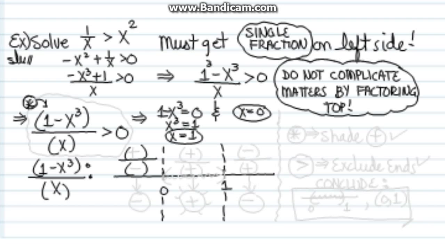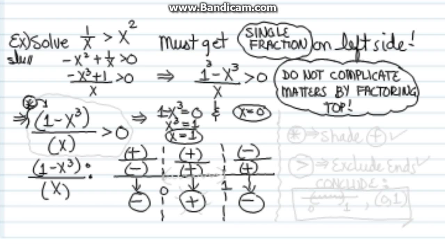Now let's find the sign of each factor on the top and the bottom, and then the sign of each of their quotients. For the left of 0, like negative 100, gives me plus over minus is minus. And then in the middle, I'll have to choose 1/2. 1 minus 1/2 cubed is 1 minus 1/8. That's definitely positive. Over 1/2, that's definitely positive. So a positive over a positive is a positive. And for values greater than 1, let x equal 100. 1 minus 100 cubed is a very negative number, and the bottom is positive 100. So we have a negative over a positive gives us a negative.